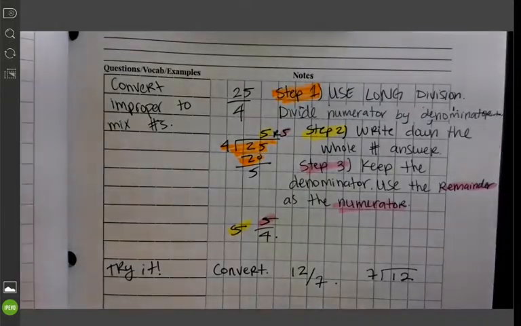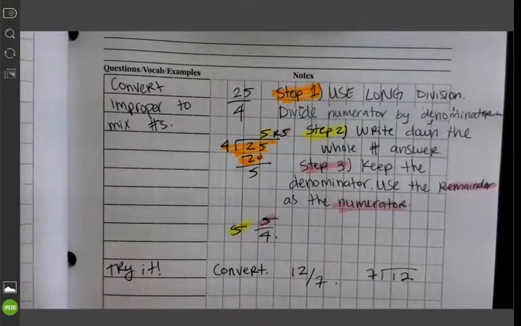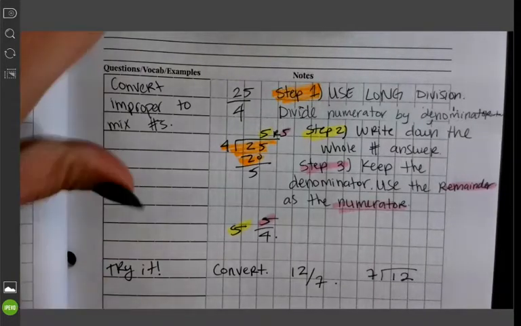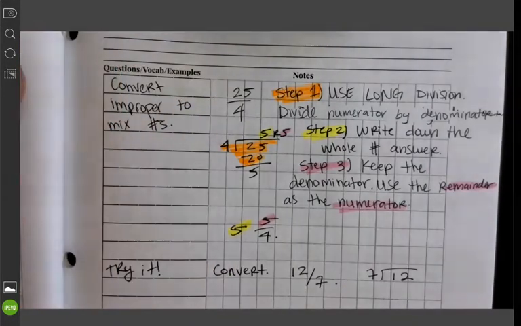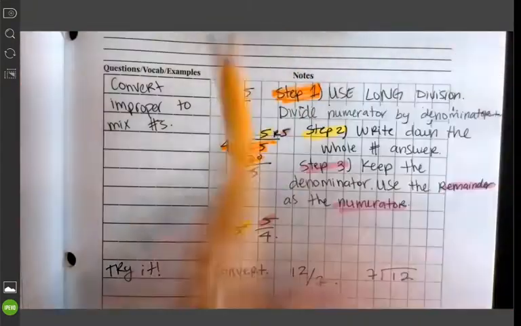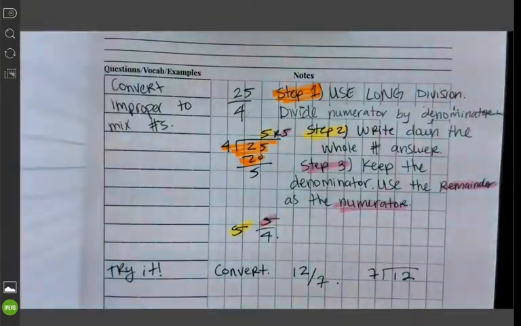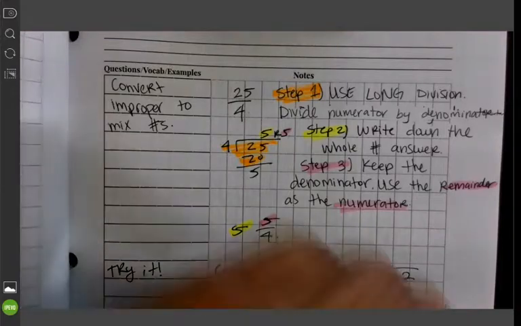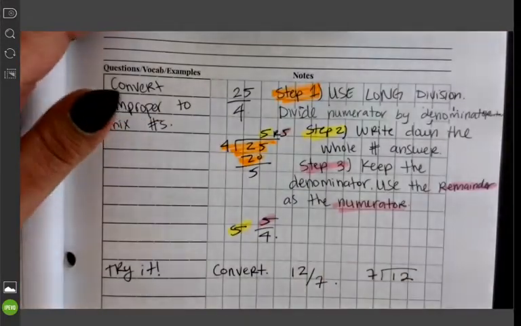Let's try it out, okay? We have to use long division. Long division sucks, but we gotta do it, right? We are going to convert 25 over 4. You know what we should have done? We should have converted 54 over 12, but it's fine. We'll do that next time.